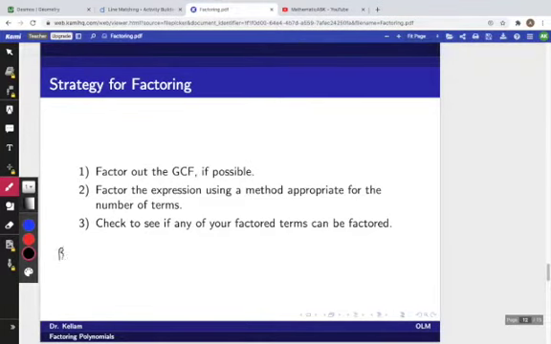If you're dealing with a binomial, you might be able to use a difference of squares, difference of cubes, or sum of cubes.